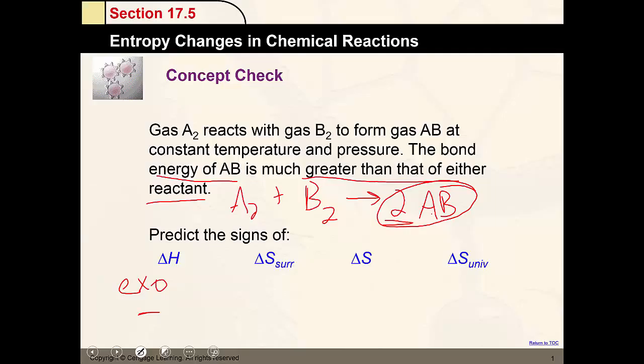Then, since this reaction is exothermic, since it's releasing heat to the atmosphere, to the surroundings, that means the change in entropy of the surroundings is positive. It's increasing the motion, the relative motion of the particles surrounding them.